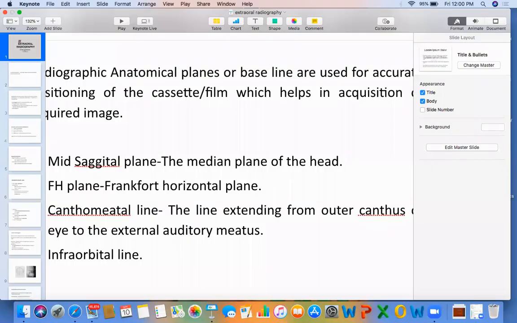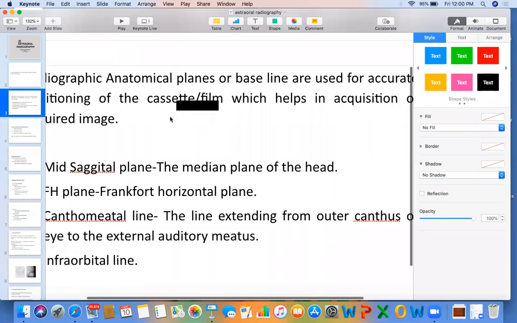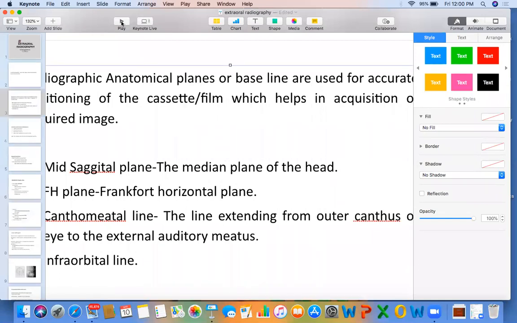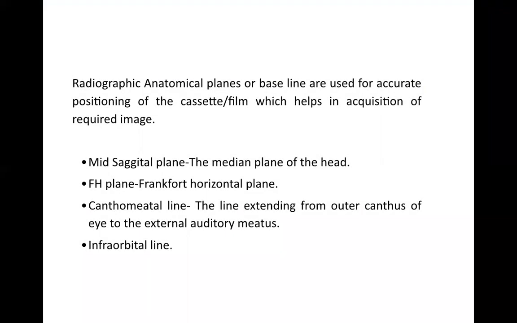Now, when I say that we want to take extraoral radiograph, we need to learn a few anatomic planes. They are also called radiographic baselines, and they are used for accurate positioning of the cassette or the film, which helps in acquisition of the required image. Now, what are those radiographic baselines? Mid-sagittal plane, FH plane, canthometer line, and infraorbital line.